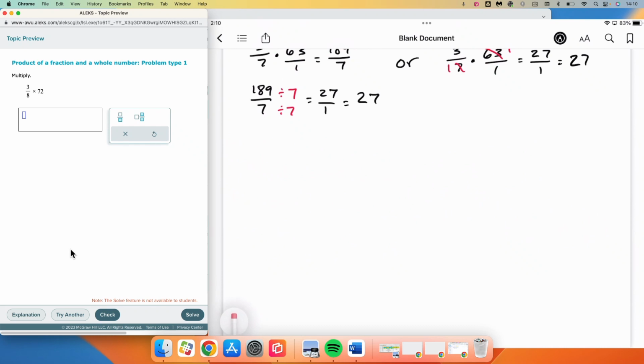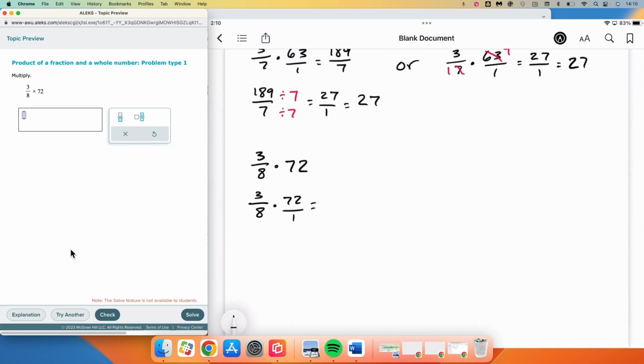So the next thing for us is we're going to have 3/8 times 72. And we're going to convert that to be 3 over 8 times 72 over 1. And that's going to give us 216 over 8. And again, a calculator is fine to use to do these things. So 216 divided by 8. I'm going to think for a moment if 216 is divisible by 8. I think it is. And so we're going to try it.